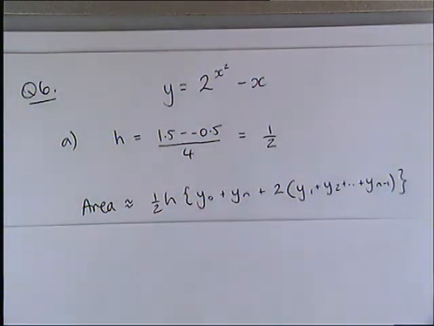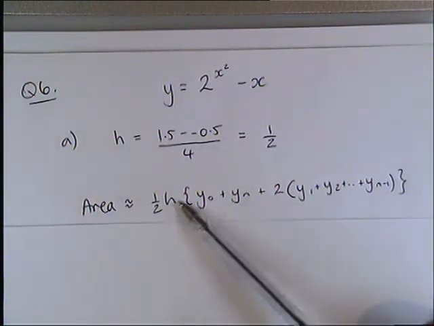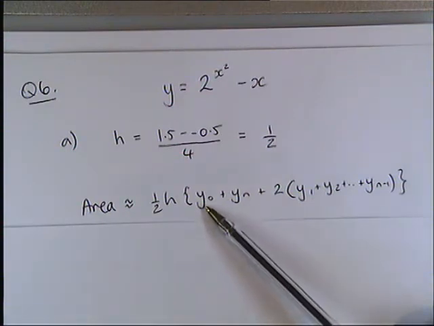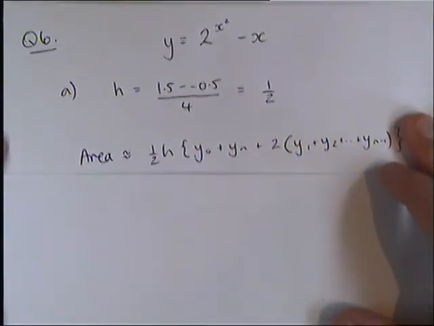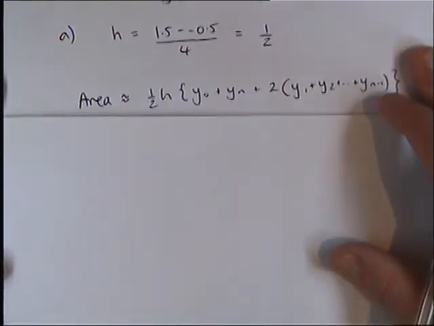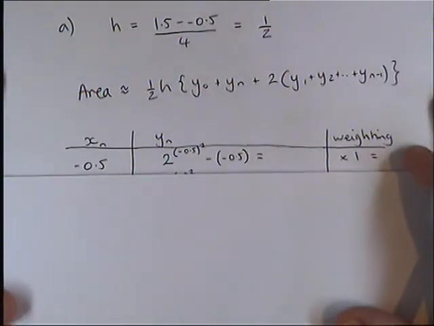Once you've found your value of h, it's time to look at the trapezium rule, and I've written it here how it's written in your formula books, just so it's familiar to you. The idea is we're going to do half h, and then multiply that by a load of the y coordinates all added together. In order to do that, I've started to write out a table. So let me just scroll down a little bit.